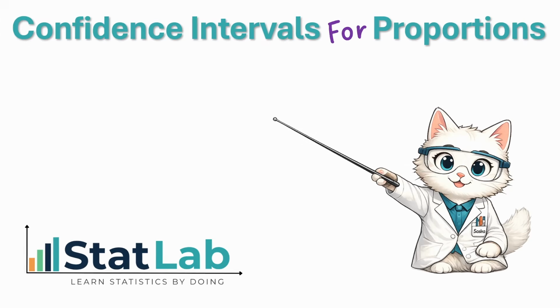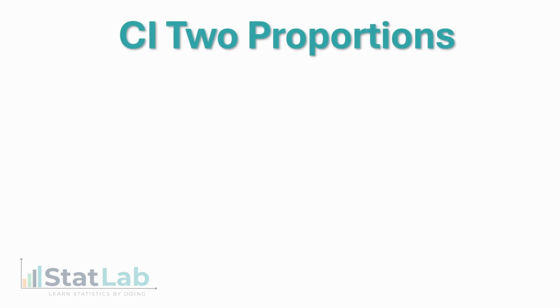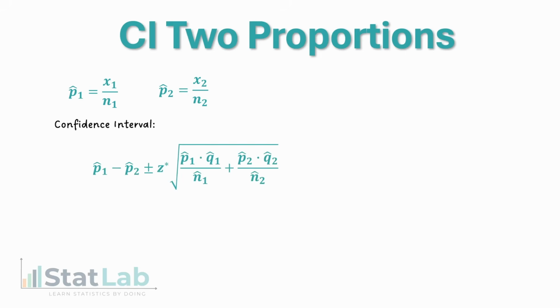So for two proportions, the confidence interval, we need two p-hats. So we need our p-hat 1 and our p-hat 2. So this would be our successes in our first sample divided by the sample size and our successes in our second sample divided by the sample size. Now, to calculate the confidence interval, you would have this equation here.